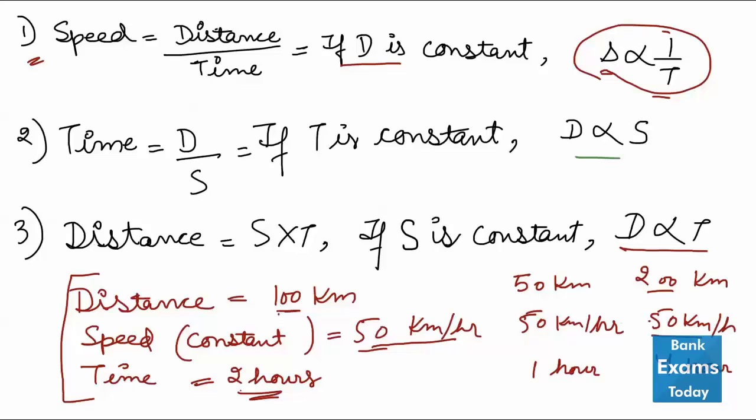So as the distance decreases, the time to cover the distance also decreases. And as the distance increases, the time to cover the distance also increases. Thus, the distance is directly proportionate to time, and there is a direct relation. If the distance increases, the time taken also increases. Similarly, if the speed increases, the time taken decreases, and if the speed decreases, the time taken increases.